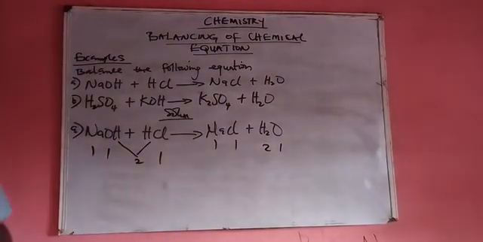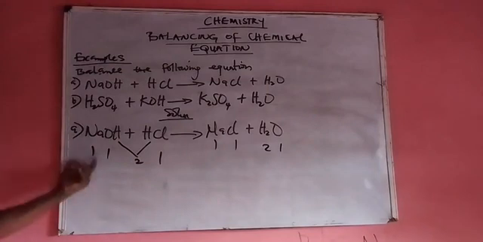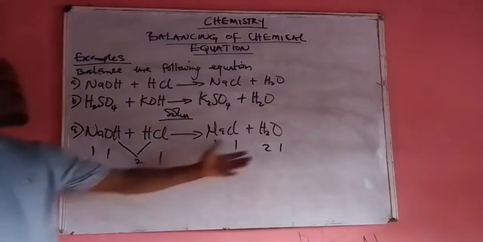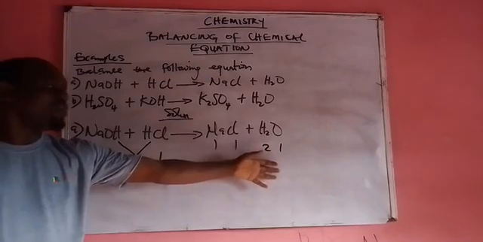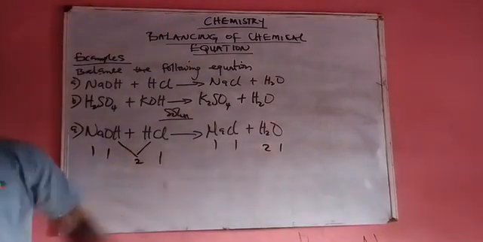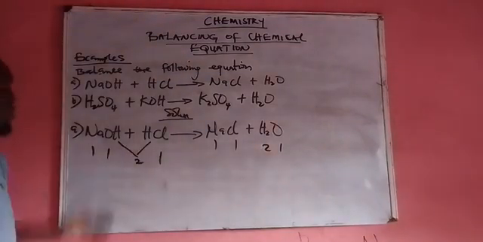This is what we mean by balancing of equation: to show that the number of moles here are the same as the number of moles at this side for each of the elements present. Now, this equation is balanced.